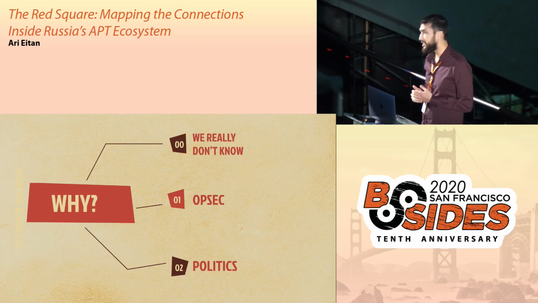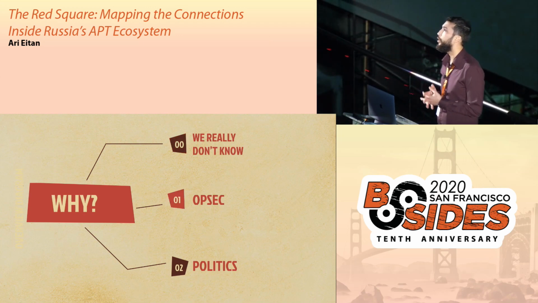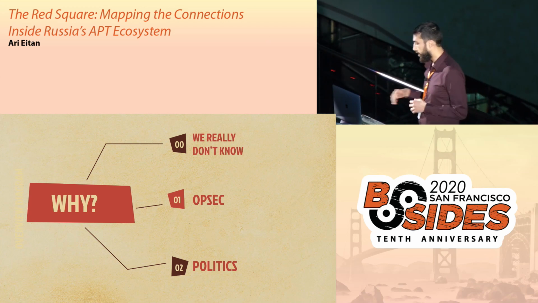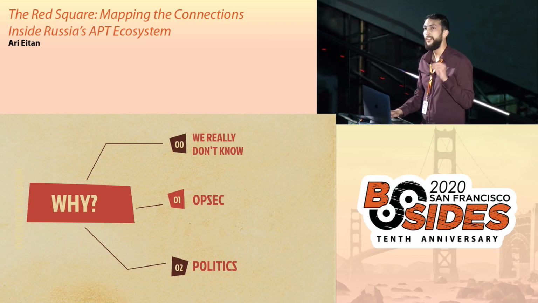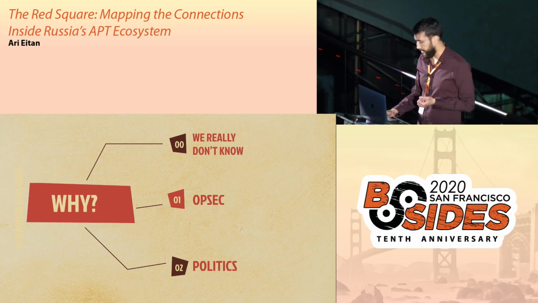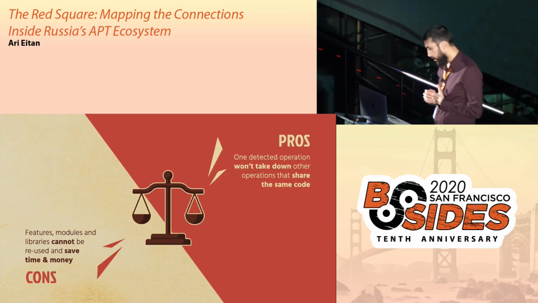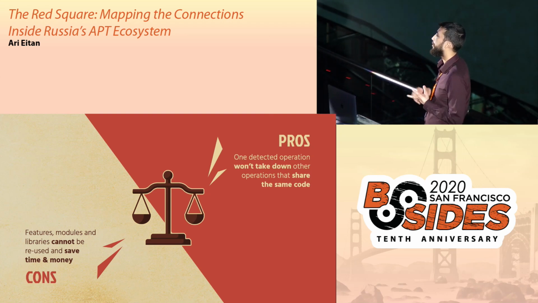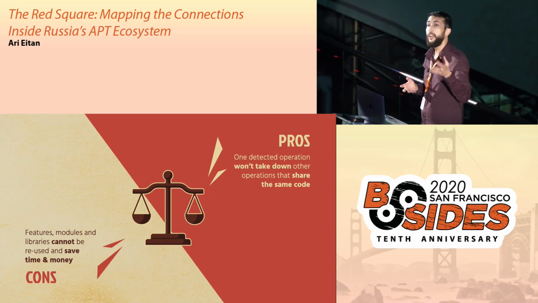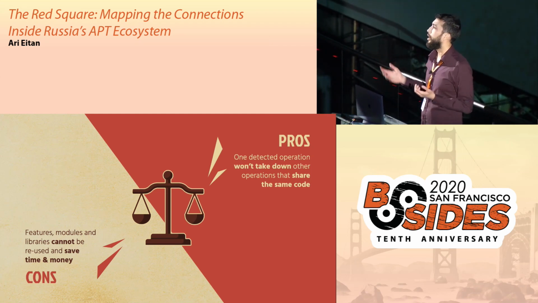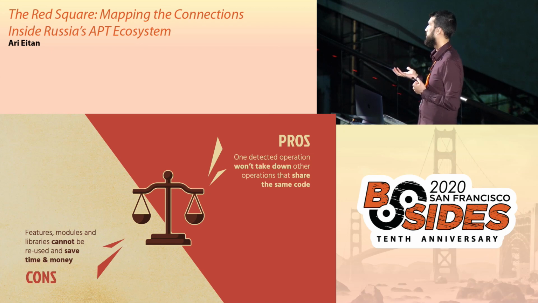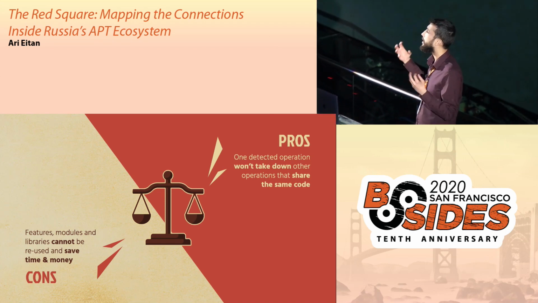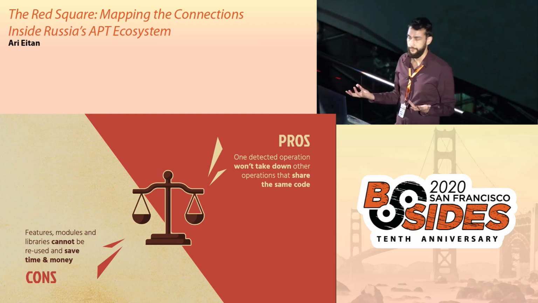The first theory is that Russia is well aware of the importance of operational security, OPSEC. Now let's have a quick pros and cons of the decision not to share code in terms of OPSEC. Russia knows that in case of sharing code between two different actors, if one actor would get caught, it would put the other operations at risk. And this is obviously something they would like to avoid. By separating the code base, they can make sure it won't happen.